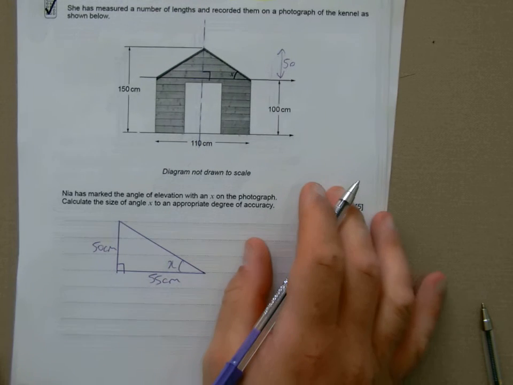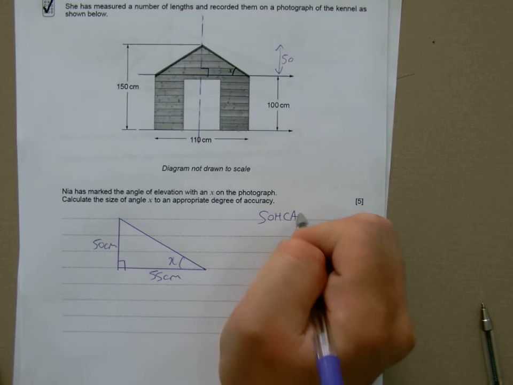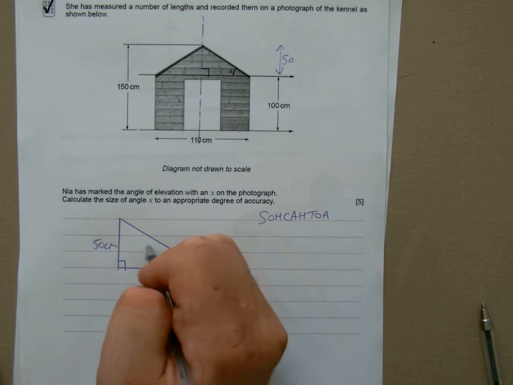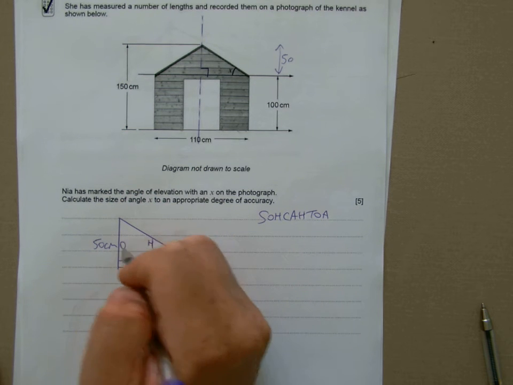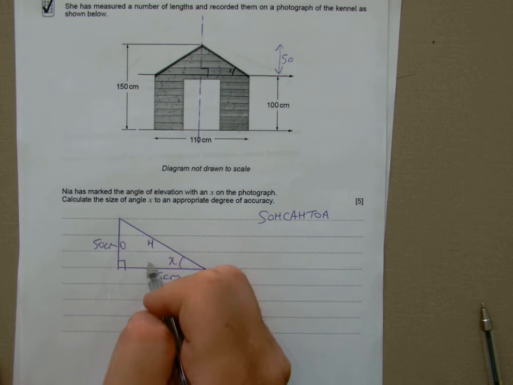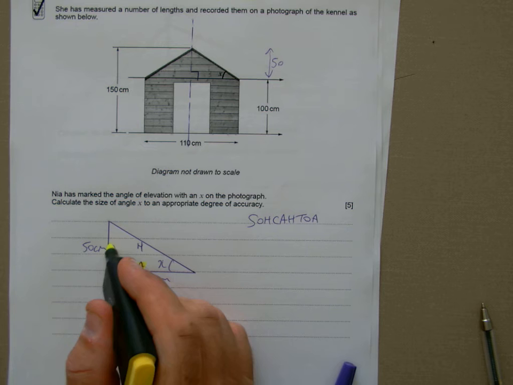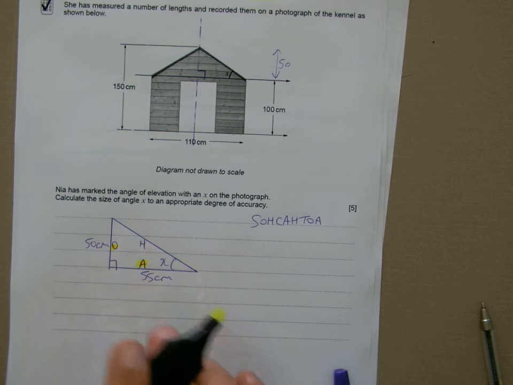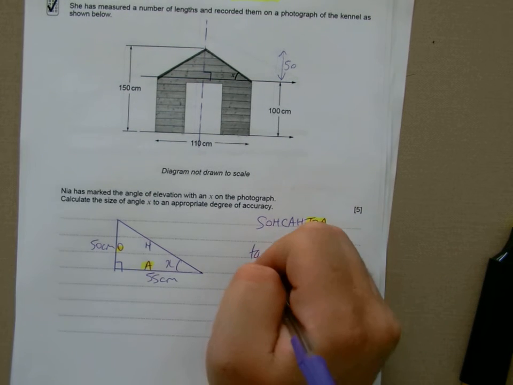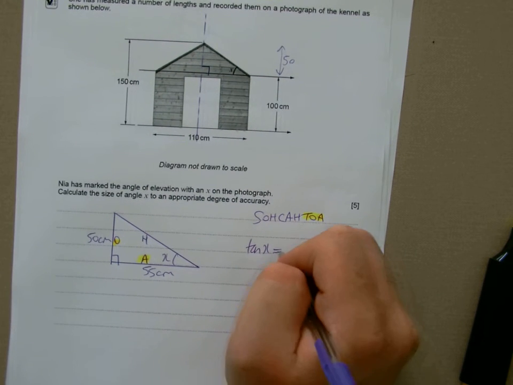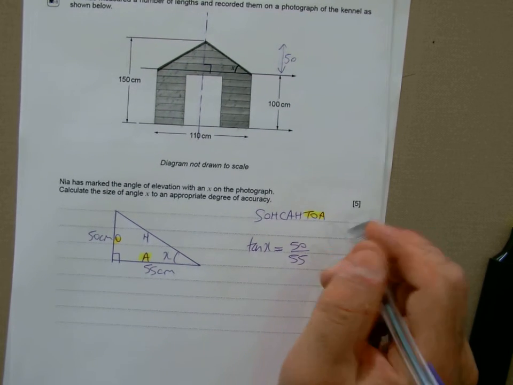Okay, so we've got a right angle triangle, so we can use SOH CAH TOA. The first thing you do is label the sides. So this would be your H, your hypotenuse, opposite the right angle. This is going to be your O, opposite the angle, and your A, adjacent here. So the two sides I'm going to use are O and A, because we've been given those sides. So O and A is tan. So it'd be tan x equals O, which is 50, over A, which is 55.